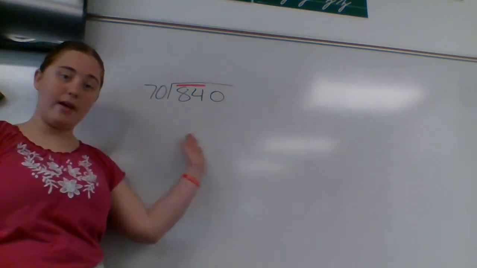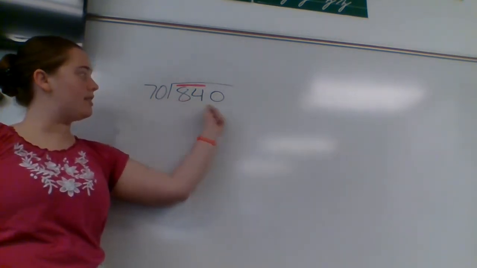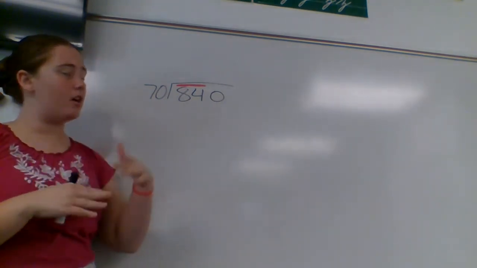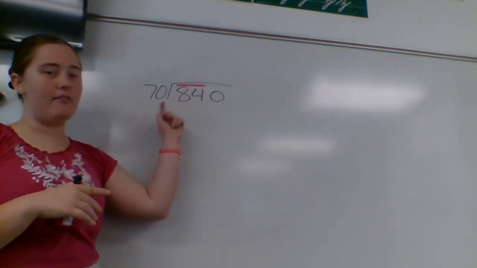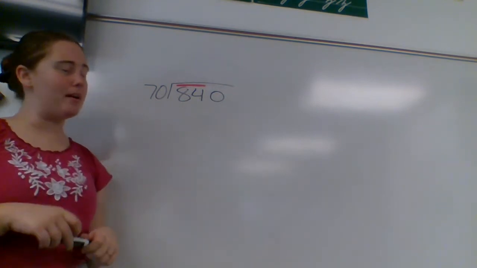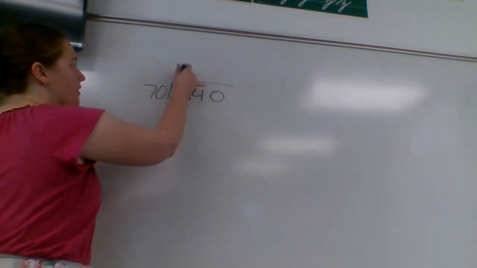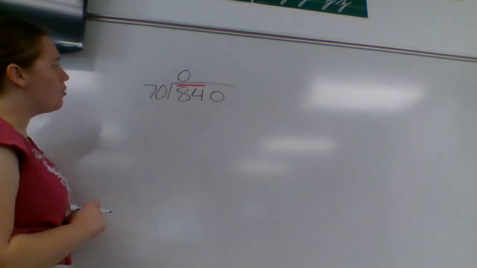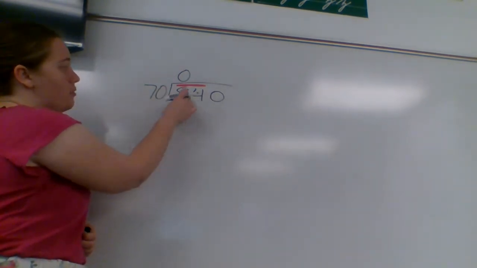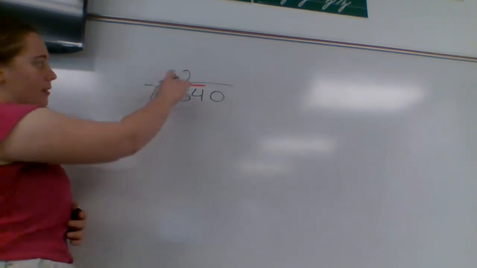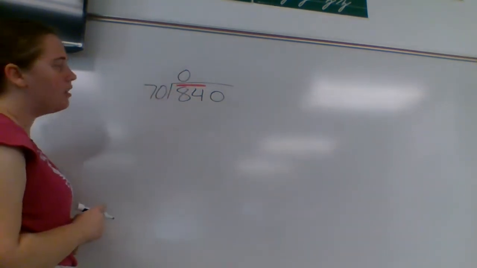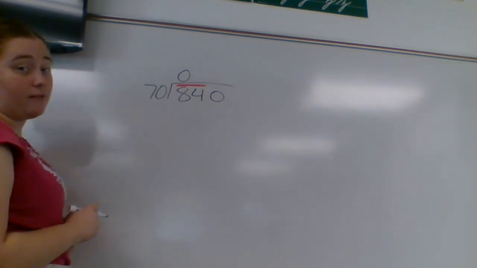Last problem on this page. We have 70 will go into 840 how many times? So, again, we'll start with 70. I know 70 is not going to go into 8 any amount of times, so I'm just going to put a 0 above that 8 just to start off with. Start off with the easy stuff. So now I have 70 will go into 84, because that's what's kind of, it's not underlined, but there's a line drawn above the 84. And 70 will go into 84 how many times?